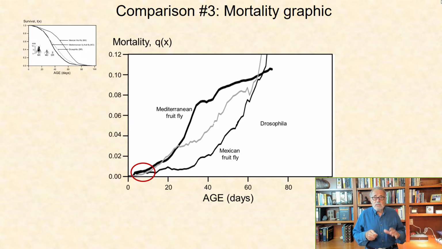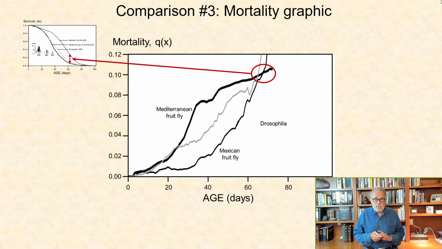Their schedules then diverge at intermediate ages but reconverge at around 60 days when approximately 10% daily mortality is occurring. Note here in the upper left survival graph that despite the convergence of the mortality schedules, earlier differences in mortality resulted in major differences in survival to these older ages.